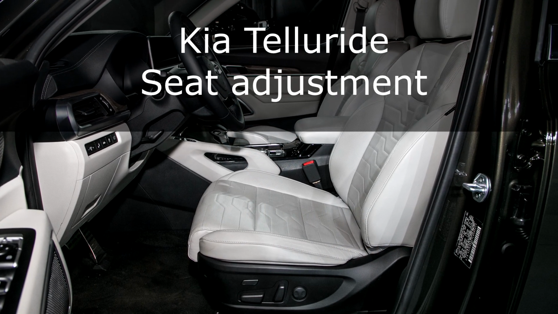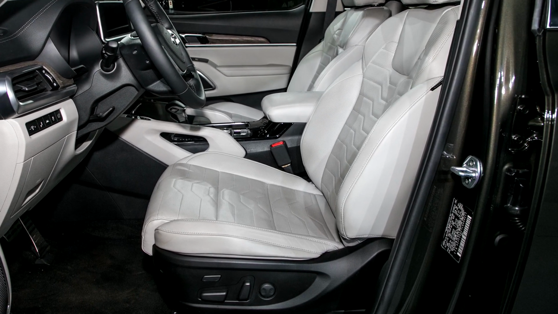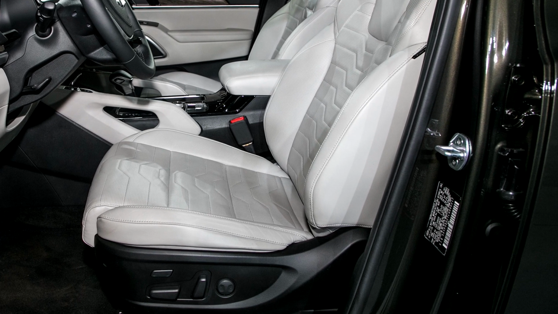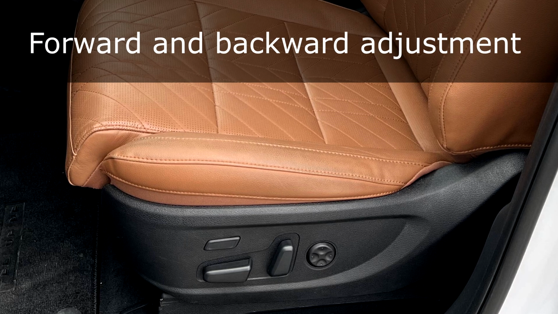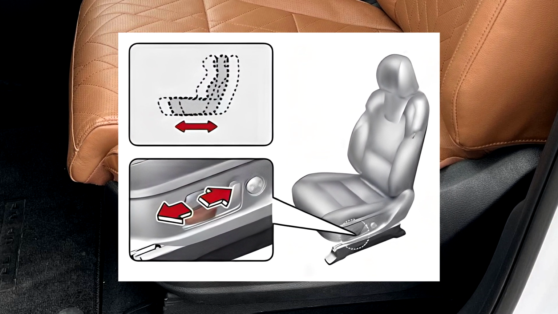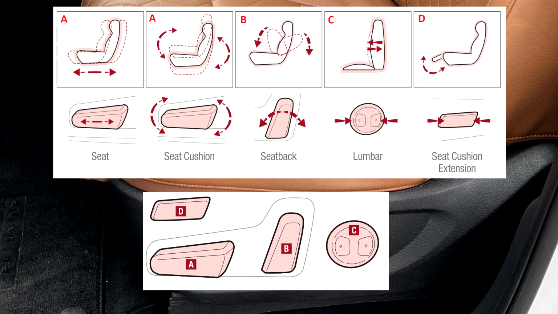Kia Telluride, seat adjustment. You can adjust the front seat using the control switches located on the side of the driver's seat. Do not operate 2 or more power seat control switches at the same time. Moving forward and backward, push the seat control switch forward or backward to adjust the seat. When the seat reaches the position you prefer, let go of the switch.